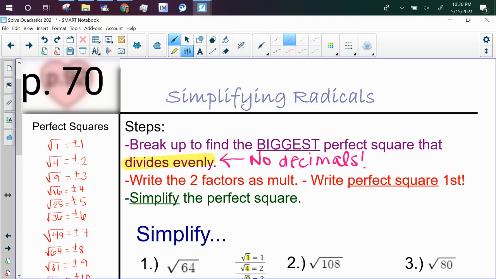Once we find that, we're going to write our square root as two factors using multiplication. So we're going to be multiplying this time. And we're always going to write the perfect square first. Finally, we're going to simplify the perfect square. So let's practice. Make sure you have this. If you don't have this, write it down, pause your video. You know the deal.